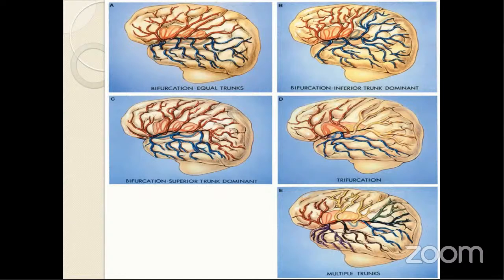The D image is showing trifurcation, and it is, as we have discussed, in 12% of cases, trifurcation into 3 trunks. The 3 trunks supply the frontal lobe separately, the parietal lobe, and the temporal lobe. And the E image is showing multiple trunks. In E image, the 2 trunks are supplying the frontal lobe, the 3 trunks are supplying the parietal lobe, and 4 trunks are supplying the temporal lobe. It is present in 10% of cases.